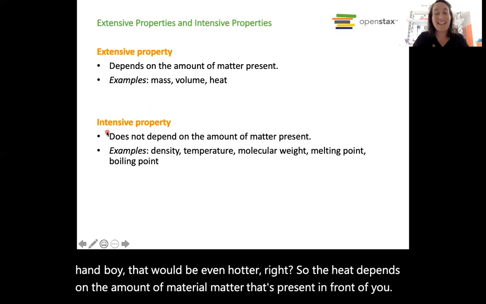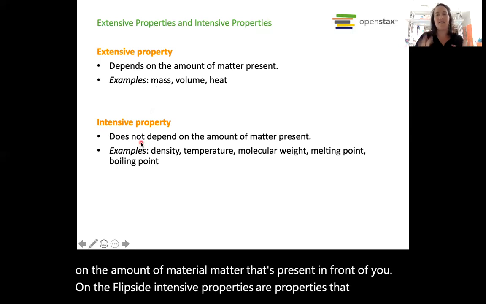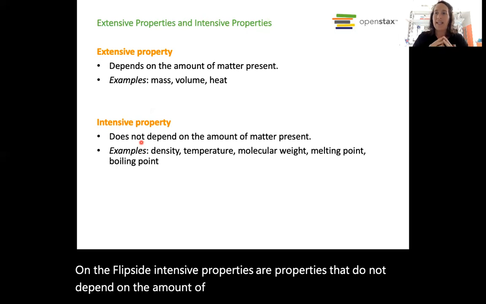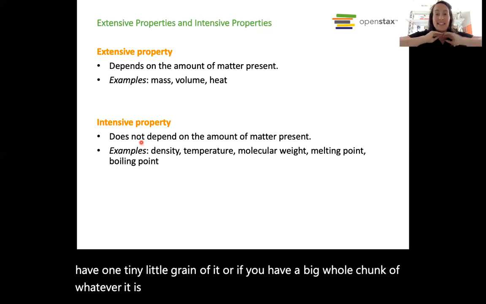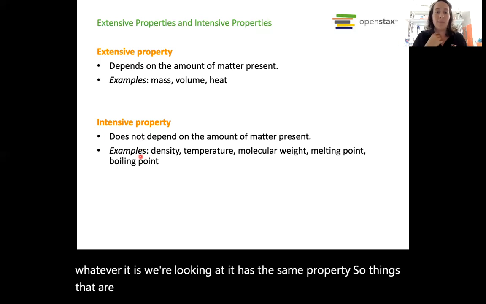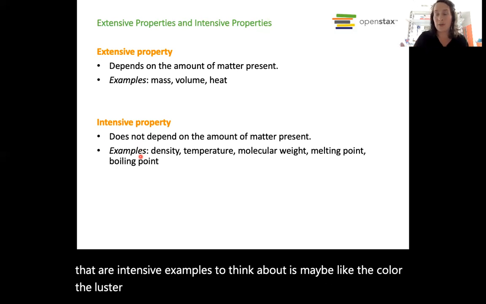On the flip side, intensive properties are properties that do not depend on the amount of matter in front of you. So even if you have one tiny little grain of it, or if you have a big whole chunk of whatever it is we're looking at, it has the same property. So examples of things that are intensive are maybe the color, the luster, the hardness of a mineral or of an element from the periodic table.